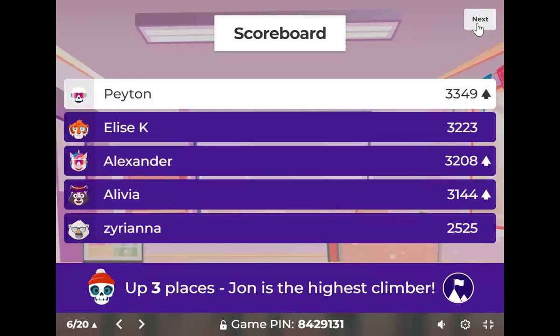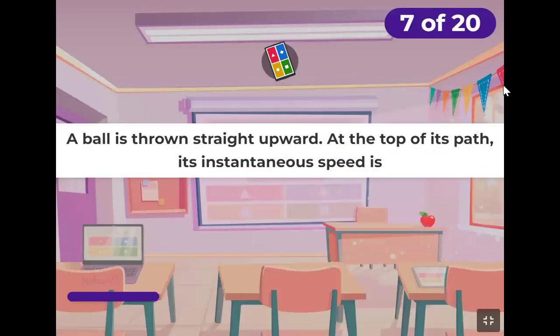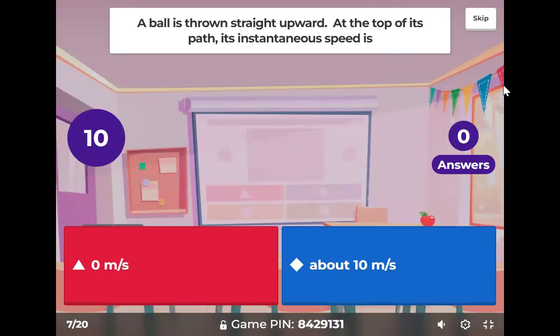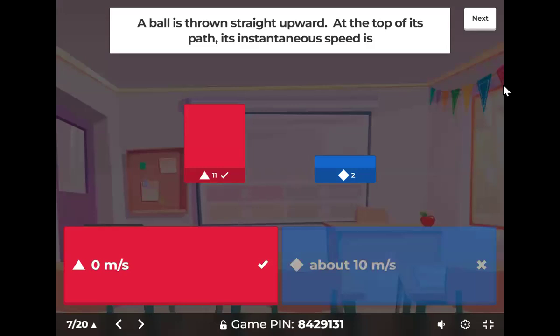We got Zariana, Olivia, Alexander, Elise, Peyton. A ball is thrown straight upward. At the top of the ball's path, its instantaneous speed is. Ah, you got 0 meters per second. That's good. We just solved that earlier today, didn't we? So, okay, if you throw something, goes maximum height. I know it's going 0 meters per second at the maximum height point. I could probably use that to help solve some stuff, right?